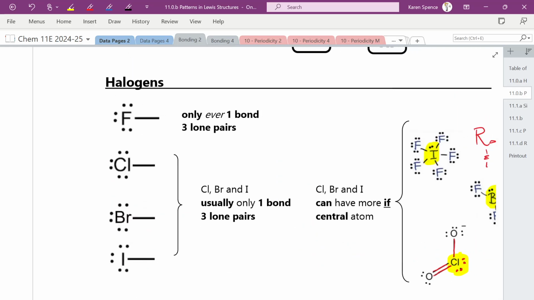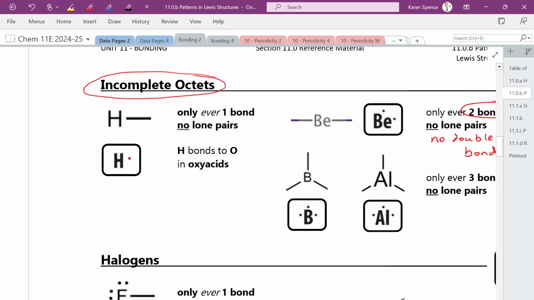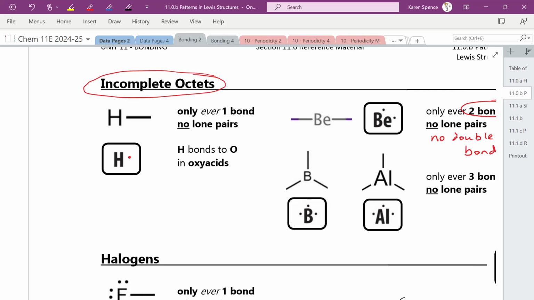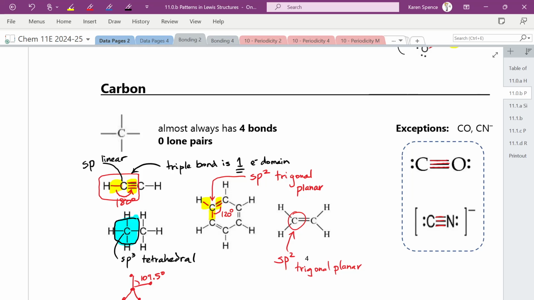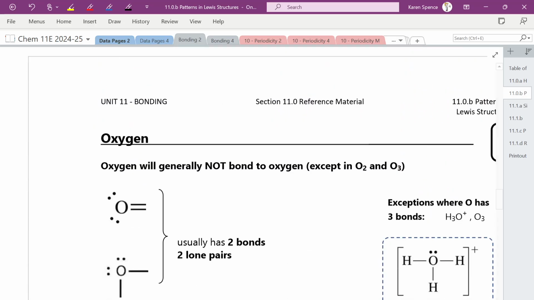Okay, so we had hydrogen, beryllium, boron, aluminum. Those are incomplete octets. Halogens usually only form one bond. Fluorine only ever forms one bond. Carbon usually forms 4 bonds. Occasionally, it can do something different.